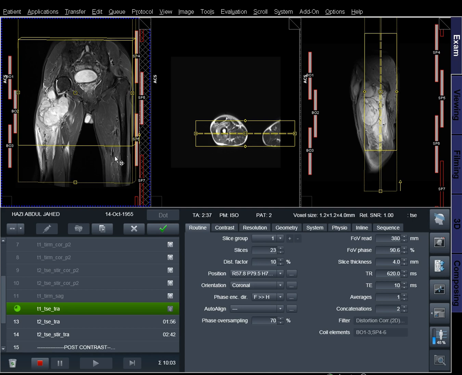Positioning for MRI upper legs. Position the patient in supine position with feet pointing towards the magnet, feet first supine. Position the patient over the spine coil and place the body coils over the thighs.